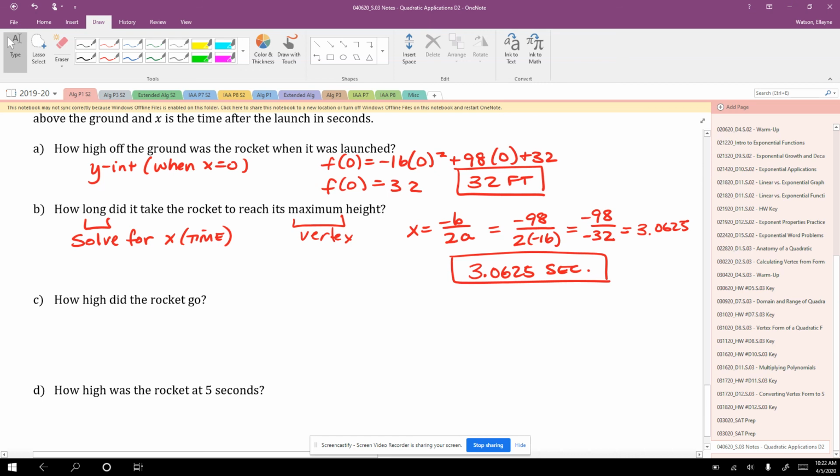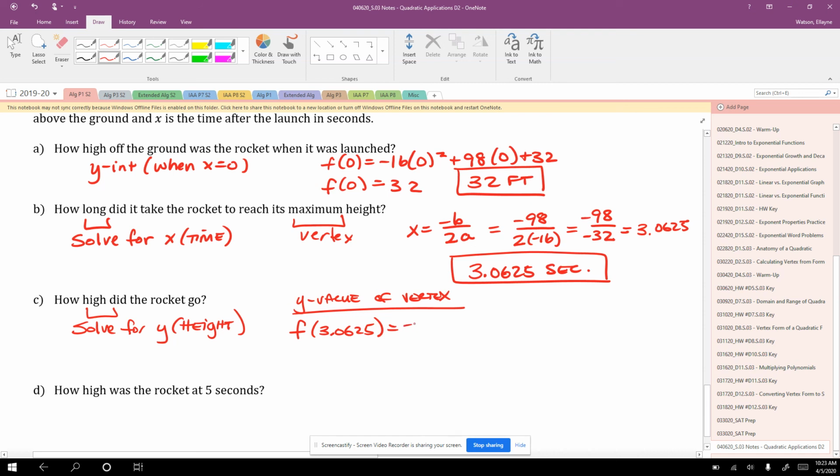How high did the rocket go? Okay. So how high? So now we are solving for y because that's our height. And this is how high, so this would be the maximum. So now this is the y value of the vertex. So plug in the previous answer, 3.0625, into our function. So this is again the y value of the vertex. So plug in 3.0625 in for x.